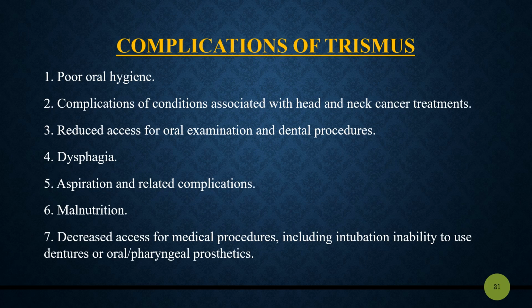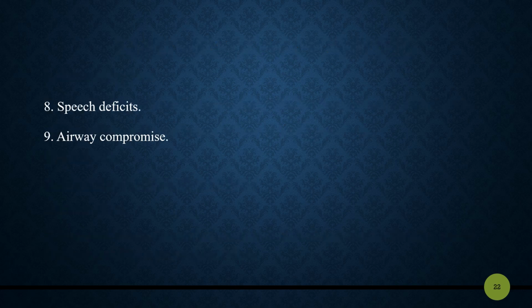Trismus can dramatically affect the quality of life in a variety of ways, which include poor oral hygiene, the complication of conditions associated with head and neck cancer treatments, reduced access for oral examination and dental procedures, patient complaints of dysphagia, aspiration and related complications, malnutrition, decreased access for medical procedures including intubation, inability to use dentures or oral and pharyngeal prostheses, speech difficulty and airway compromise.